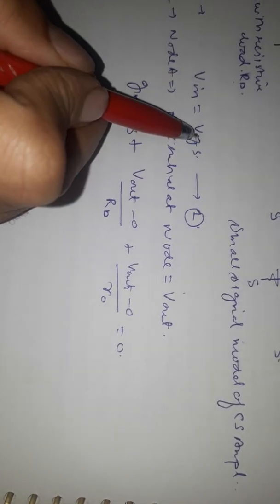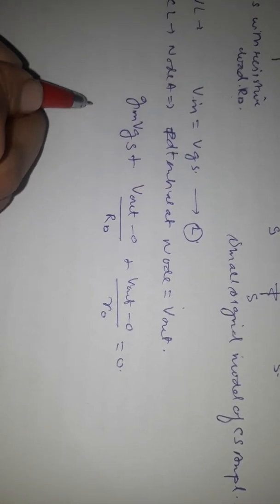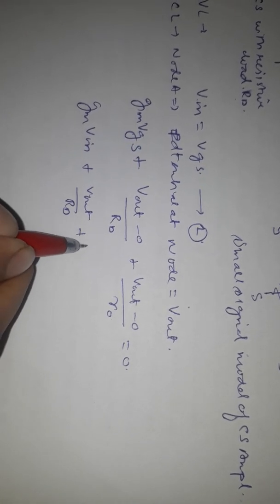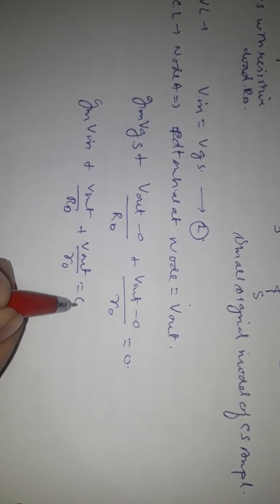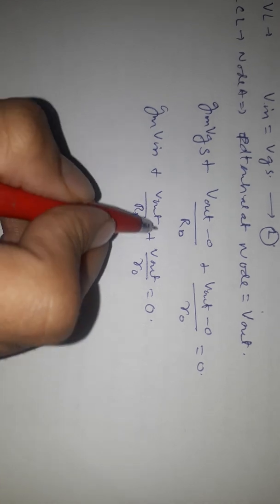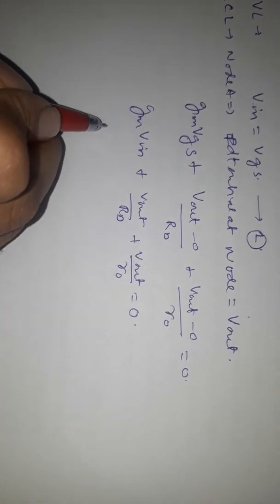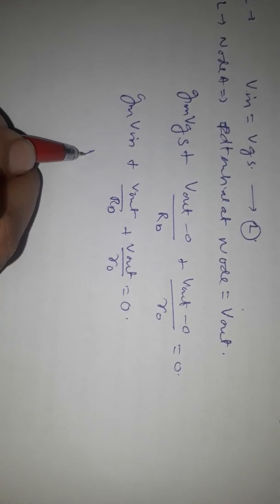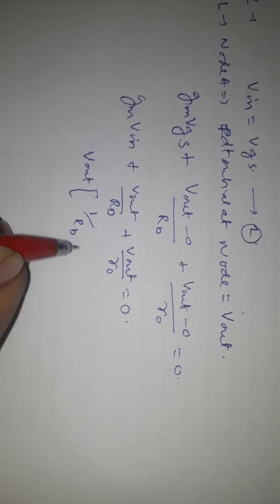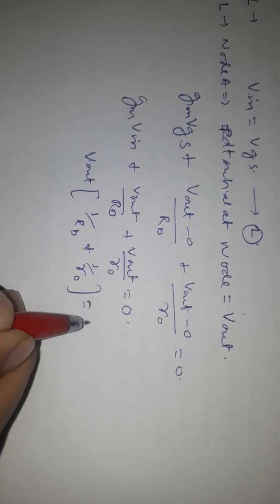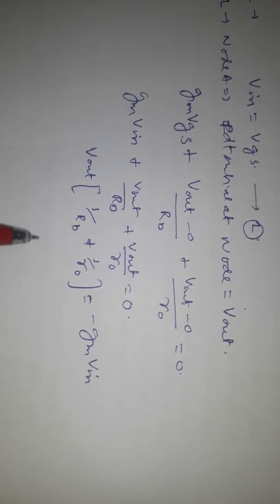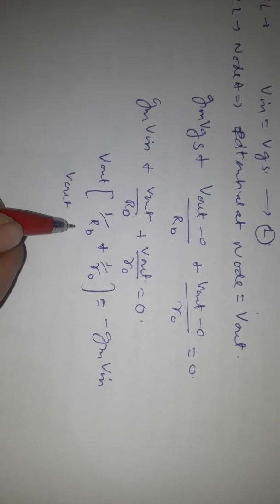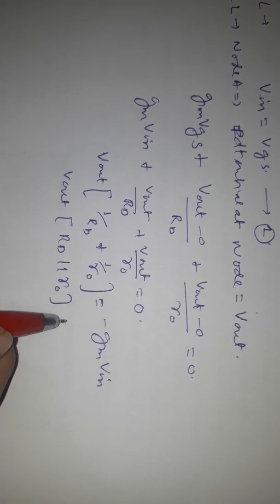As we can see, VGS is equal to Vin, replacing it, Vout by R0 is equal to 0. Taking common this Vout and taking this gm Vin to the right hand side, so we get 1 upon RD plus 1 by R0, equals minus gm Vin. Now as this is the parallel combination, Vout is equal to RD parallel to R0 times minus gm Vin.